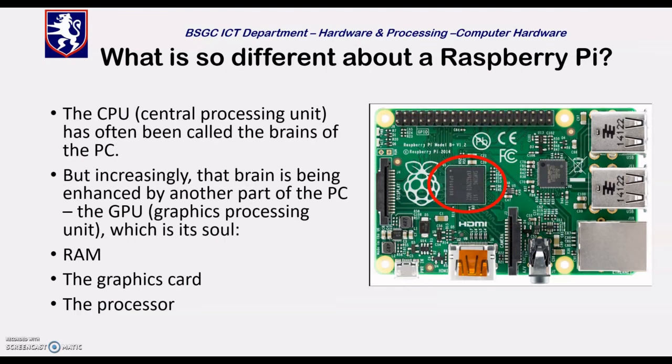So what's so different about a Raspberry Pi? Well, they're very interesting. The CPU, or central processing unit, has often been called the brains of the PC. As you could see on a previous task, the graphics card and the CPU were separate. Well, what they did was combine the units to develop the heart of the Raspberry Pi. What has been circled there is actually a graphics card and a CPU all in one, and it's much, much smaller than the CPU.